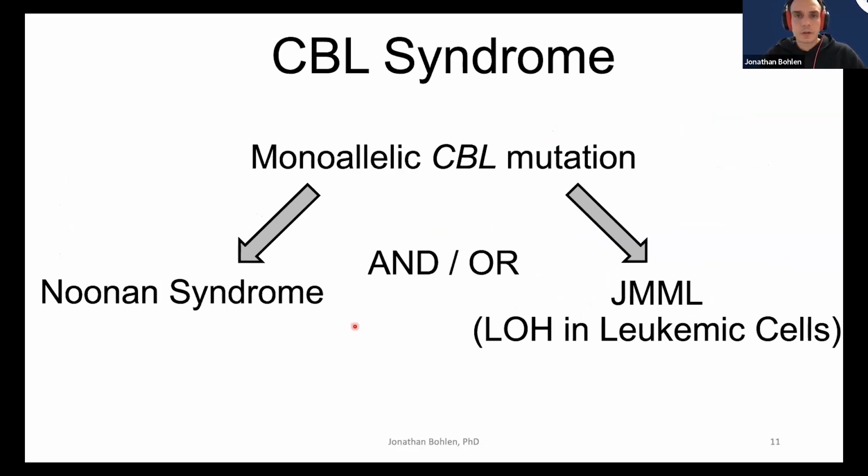Just a little bit of clinical background. You may know that CBL mutation underlies a predisposition to develop Noonan syndrome, so developmental defects, and to develop juvenile myelomonocytic leukemia. This leukemia is typically triggered by a loss of heterozygosity via uniparental isodisomy in the leukemic cells. And what has been reported is that even after complete remission of this leukemia, the leukocytes of these patients remain homozygous.